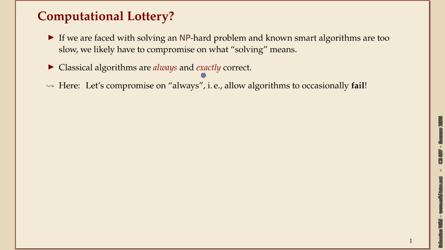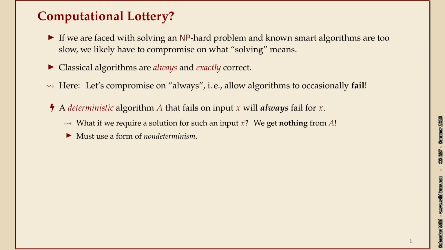Classical algorithms, as we've studied them in fixed parameter tractability, have to be always and exactly correct. And really think of exactly makes sense for optimization problems more than for decision problems. But really these are two separate properties, and we could give up either of them or both. And here we'll give up the first one, namely that the algorithms always work, or provably always work. And I guess the opposite of that is that they can occasionally fail.